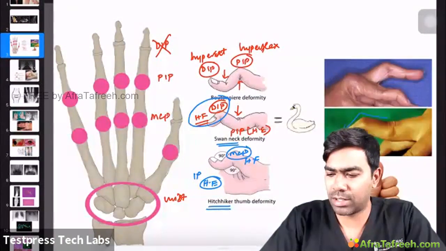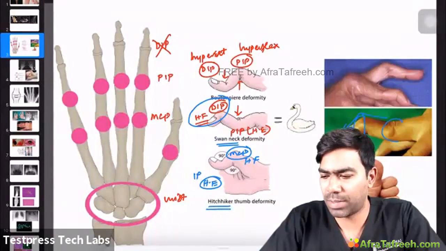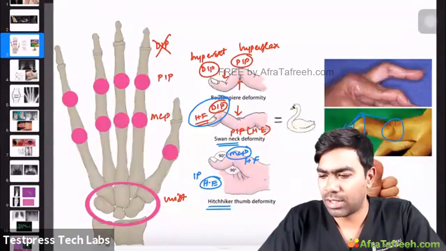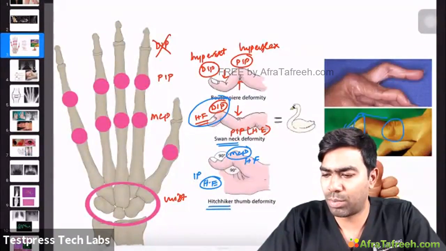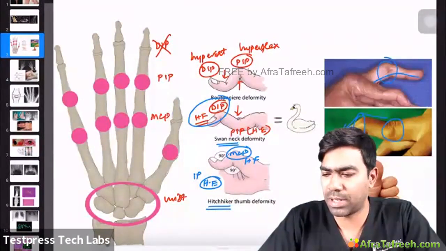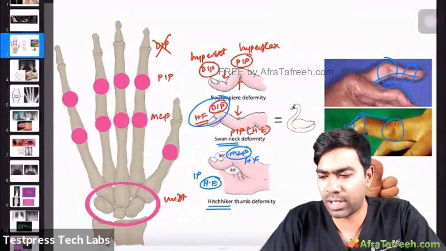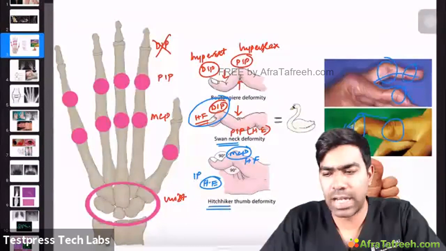So this is a classic swan neck deformity where you can see DIP hyperflexion and PIP hyperextension. This is an example of a boutonniere of the finger, where you have a PIP hyperflexion and a DIP hyperextension. This also shows, I think, a swan neck deformity where you're having a DIP hyperflexion and a PIP hyperextension.